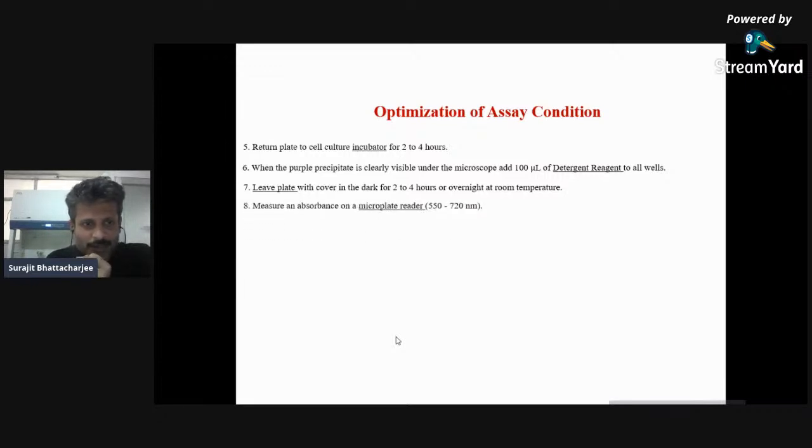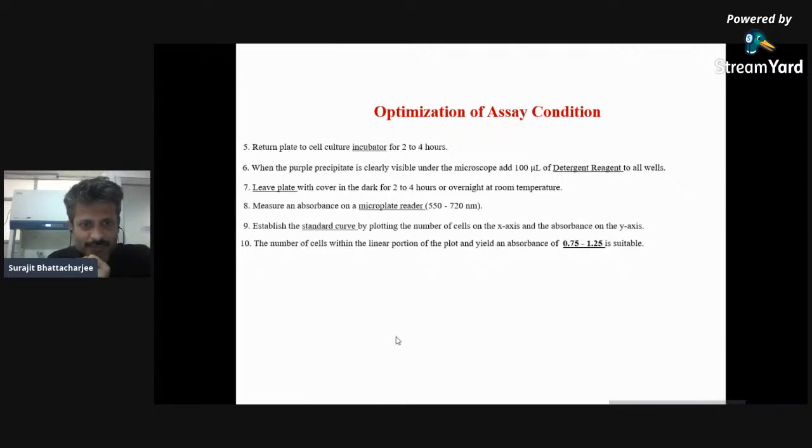And then we can read the absorbance of the plate under the microplate reader at 550 to 720 nanometer wavelength, and then we can prepare a standard curve by plotting the number of cells on the x-axis and the absorbance on the y-axis. The number of cells within the linear portion of the plot that yields an absorbance of 0.75 to 1.25 is suitable. That is, the absorbance should be 0.75 to 1.25.